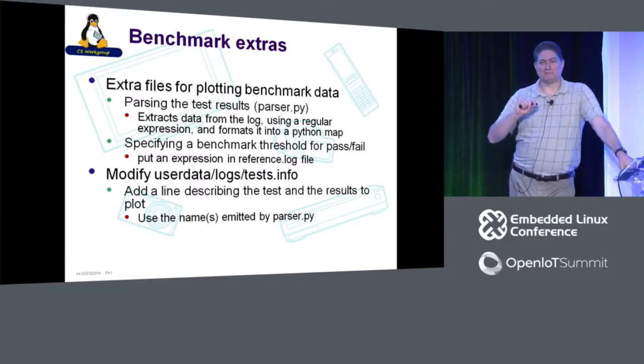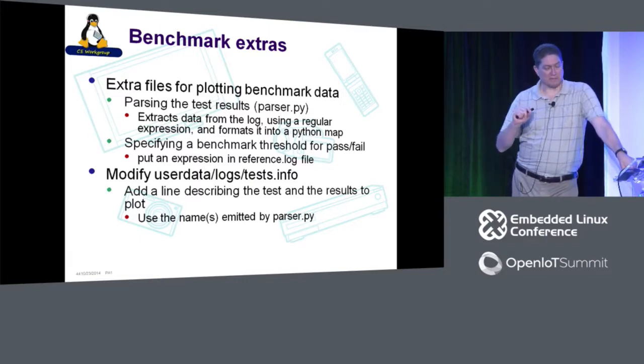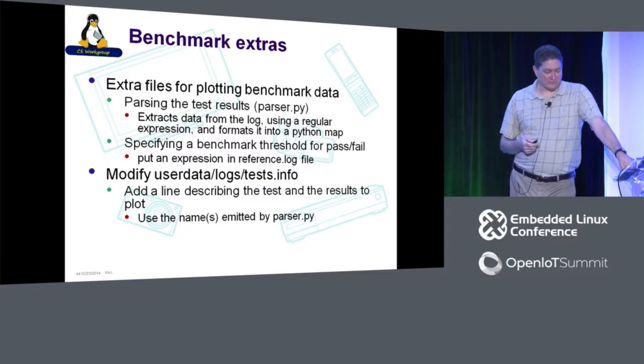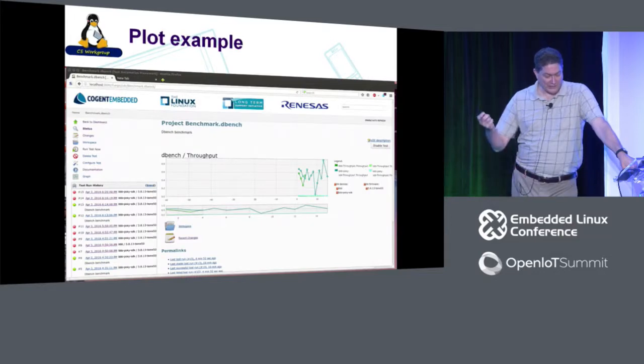And then you also specify, in a separate file, an expression for the benchmark threshold for pass-fail. That is in a file called reference.log for every test. And then finally, again, you have to tell Fuego about this stuff, or you have to tell the Jenkins front end. So you put an entry in something called test.info that tells it the name of the variable that you pulled out, and that's basically it. It associates those variable names with the test. And you end up with something like this.